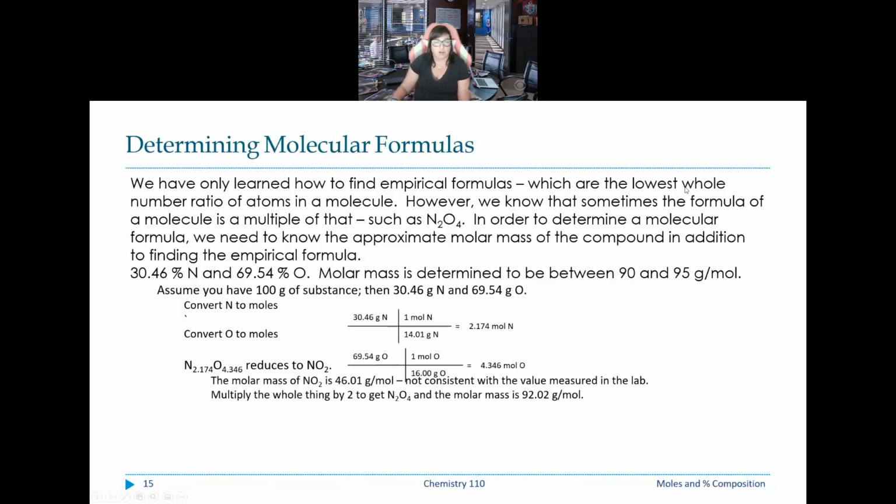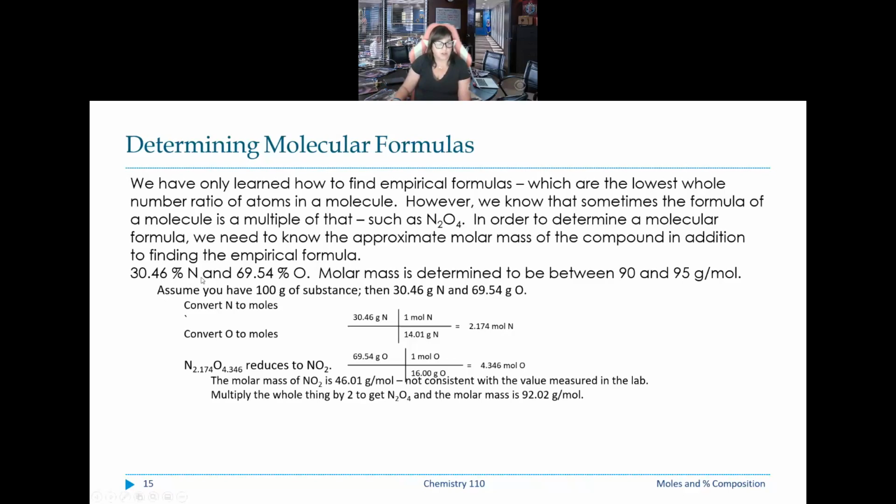So we've only found empirical formulas, which are the lowest whole number ratio of atoms in the molecule. We know that sometimes the formula of a molecule is a multiple of that, like N2O4, which is 2 times NO2. In order to determine a molecular formula, we need to know the approximate molar mass of the compound in addition to finding the empirical formula. So I need enough data to find an empirical formula, and then I need to know what the molar mass is to be able to do a comparison.